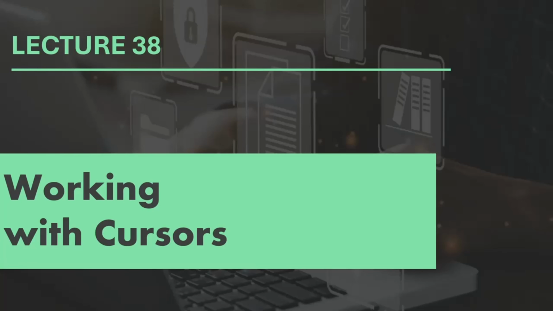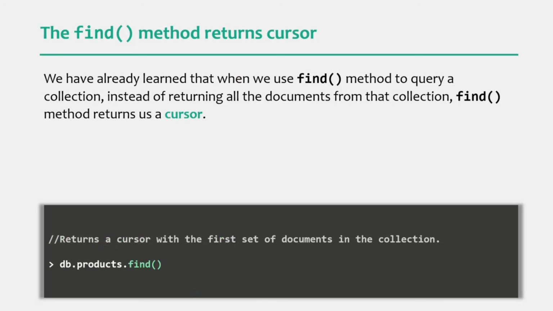In this lecture, we are going to revisit cursors in MongoDB and we will learn how we can work with cursors. We have already learned that when we use the find method to query a collection, instead of returning all the documents from the collection, the find method returns us a cursor. A cursor is an object which points to a specific set of documents in the result set.